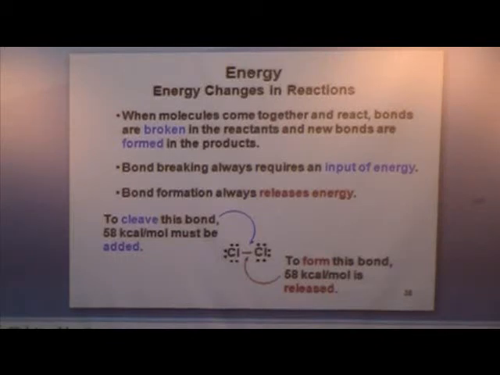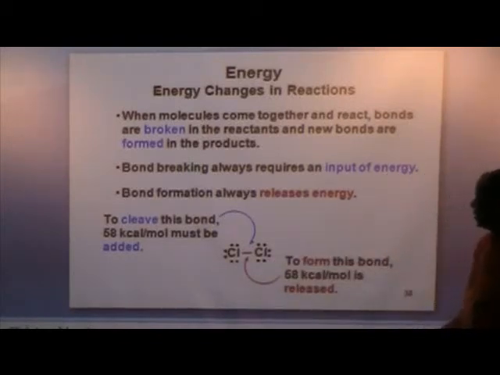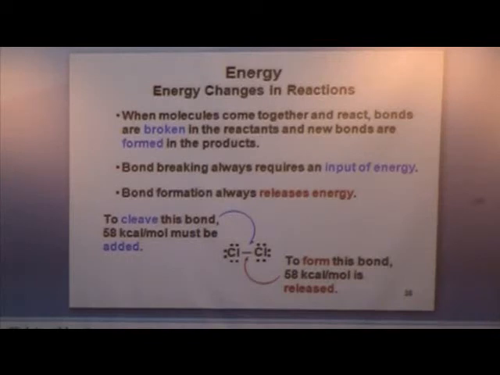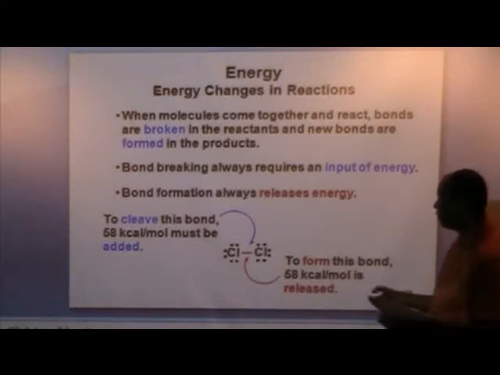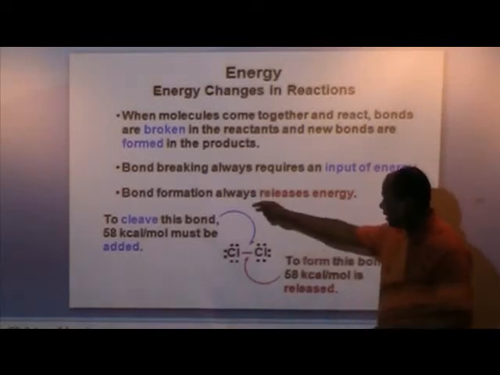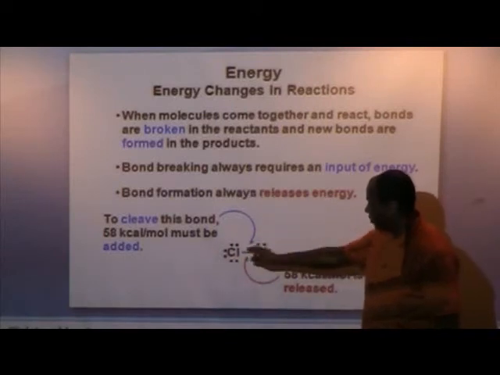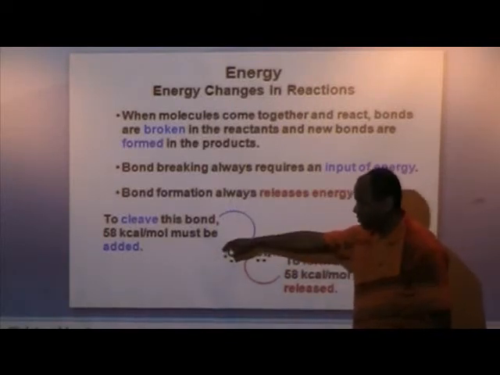Bond formation, if bonds are formed, releases energy. For example, to cleave the bond between one chlorine atom and another chlorine atom, you must have about 58 kilocalories per mole. A kilocalorie is a measurement for energy. This is an experimentally determined value. If you want to break up this bond, you must have this much energy.